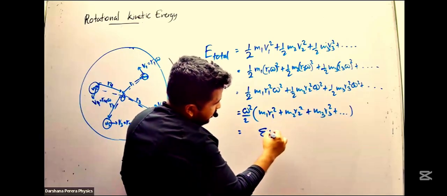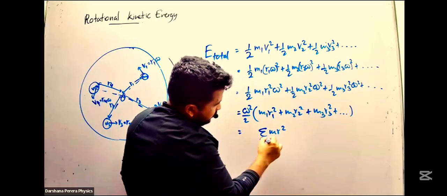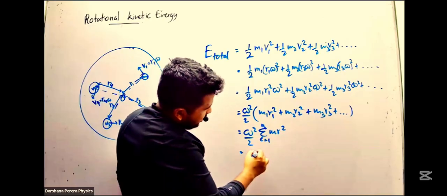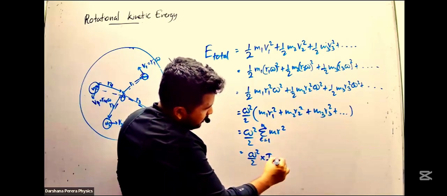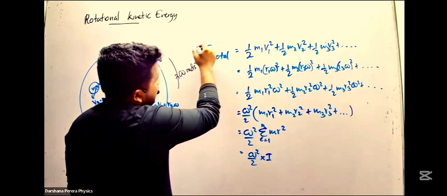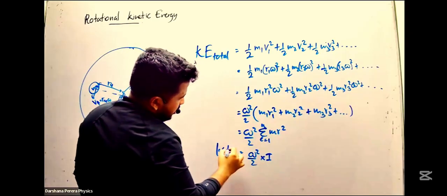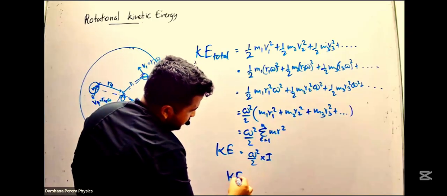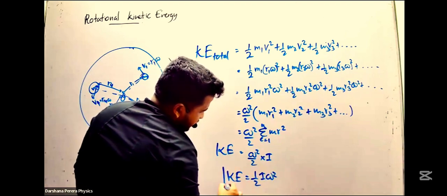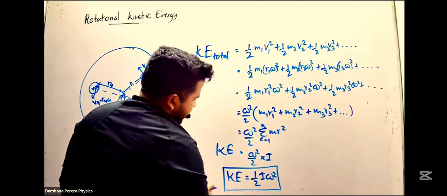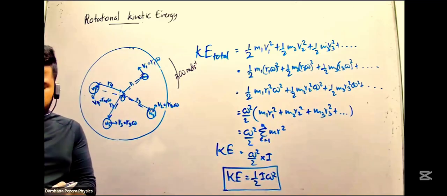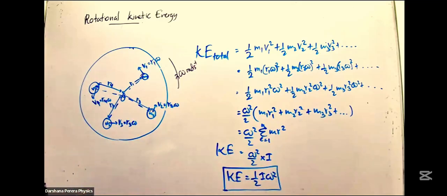This is sigma m r square, I equals sum from 1 to n, and omega square over 2 into I. Therefore, the total kinetic energy equals half I omega square. It is a bit similar to the kinetic energy of linear motion, half mv square. Likewise. Okay.